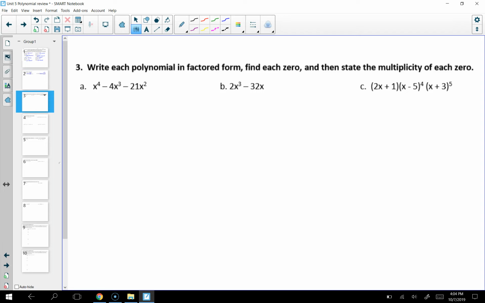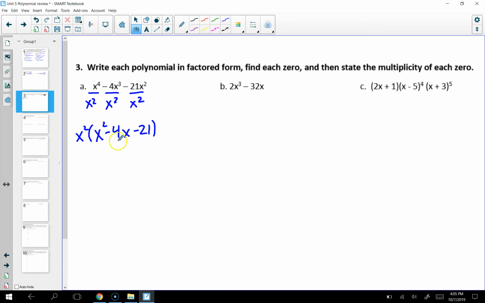Alright. Write each polynomial in factored form. We're going to find the zeros and state our multiplicity of each. Alright, so remember factored form, we break it apart as low as we can. So in part A, I notice I can factor out an x squared from all these pieces. So x squared moves to the front. We are left with x squared minus 4x minus 21.